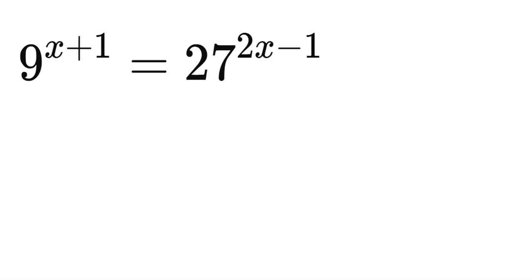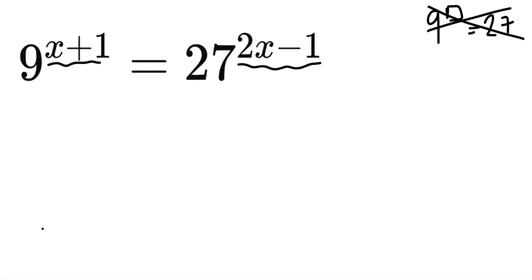Oh, what do we notice here? There is a variable in both of them. Fine, no problem with that. But what do we need? We need the same base. Can I write 9 to the power of something to give me 27? It doesn't work, right? So we need the same base for both of them.